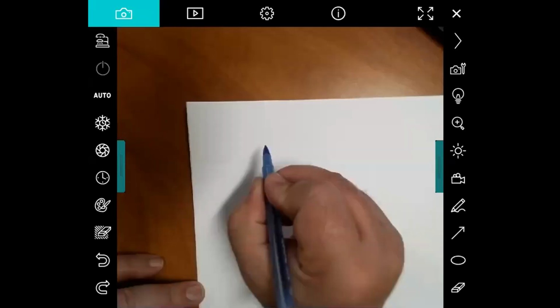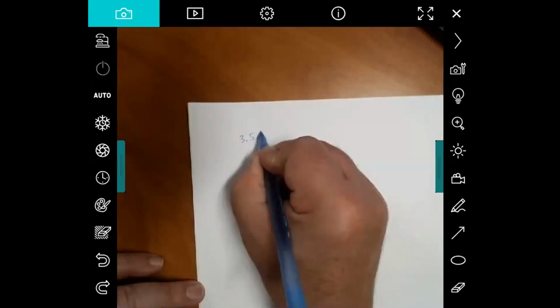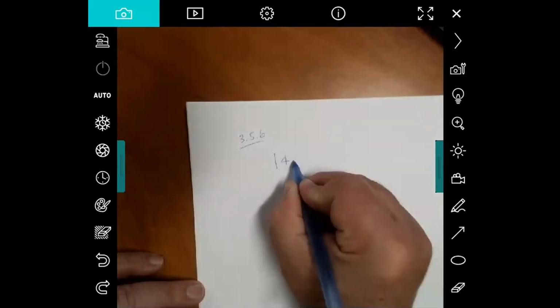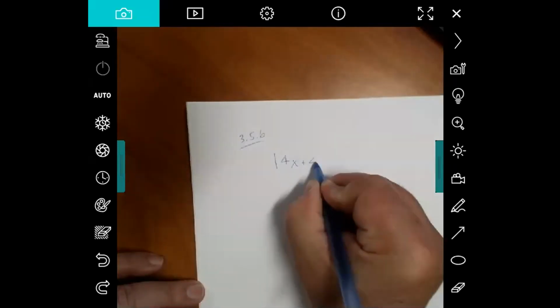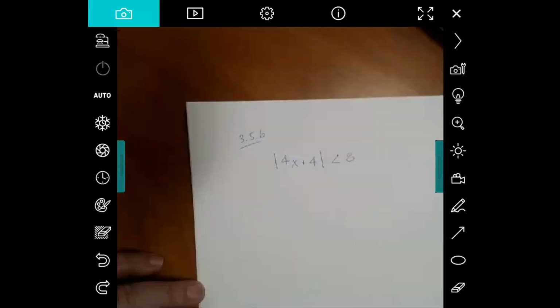What's interesting is this section says solving equations with inequalities, and we haven't seen an inequality yet. Ah, there we go, an inequality. Yeah, that's true. So we have absolute value of 4x plus 4 is less than 8. Now it asks us to find the solution set and graph it.